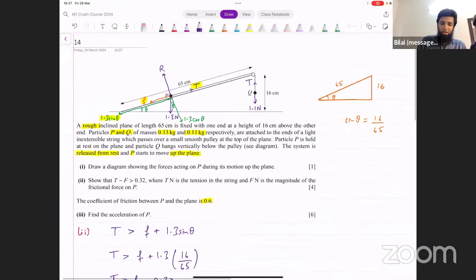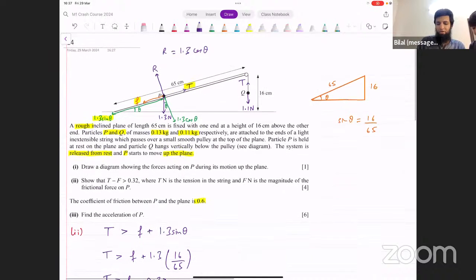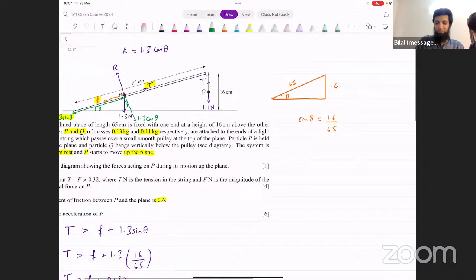Now, what about R? Remember, when a particle is moving along the surface, the forces acting perpendicular to the surface are always equal to each other. So the reaction is supposed to be equal to 1.3 cos theta. Now that can be found by finding theta first and then finding cos theta, or you could use that right angle triangle to find the base for this triangle as well. So let's try doing that instead. Let's find the base, in fact.